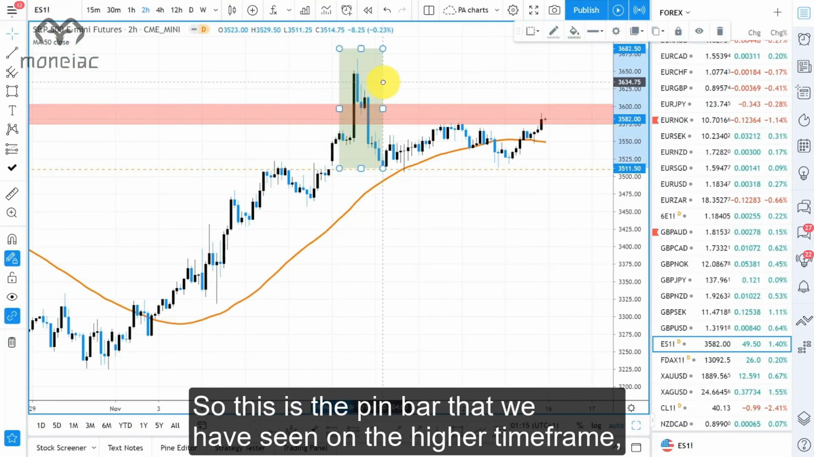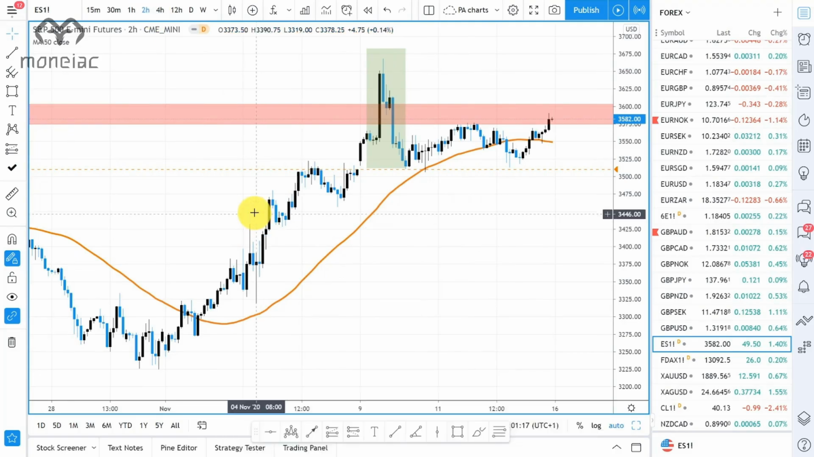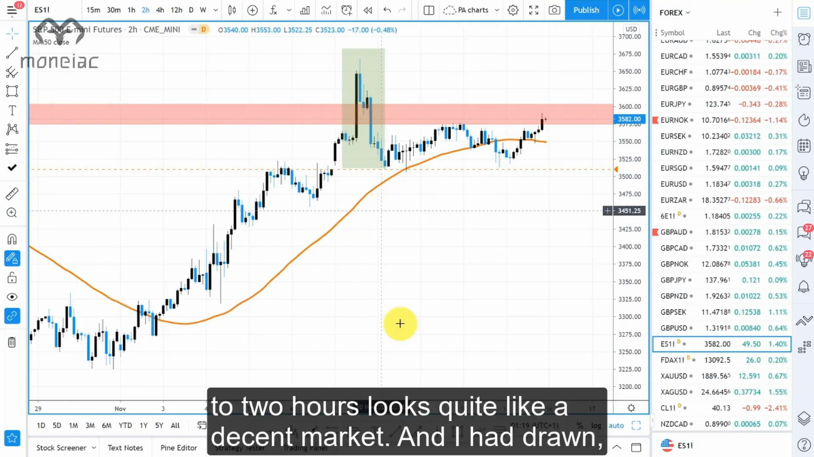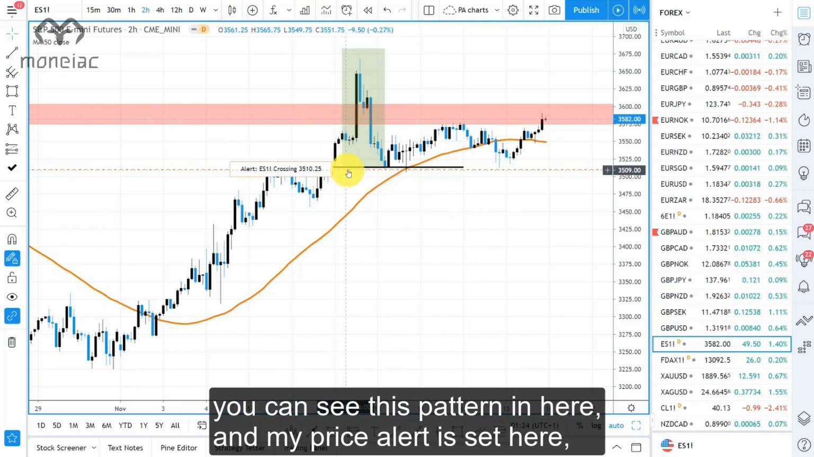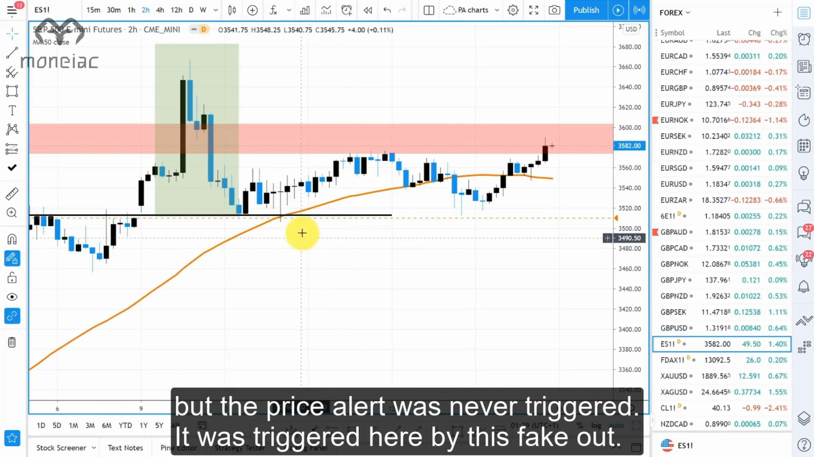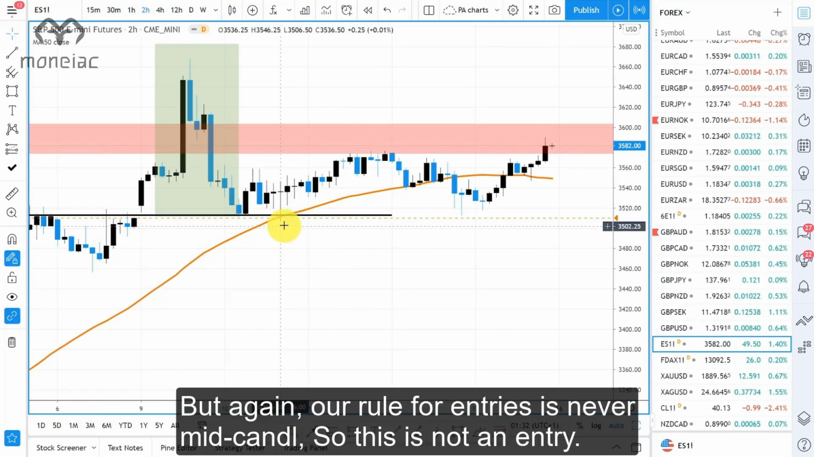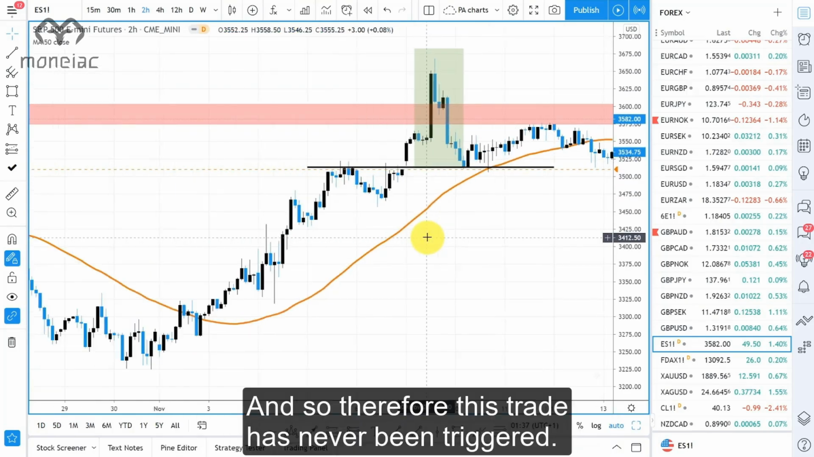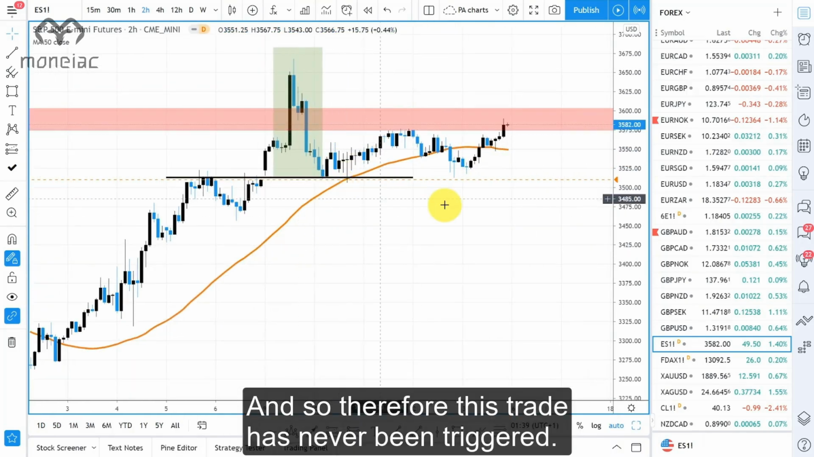So this is the pin bar that we have seen on the higher time frame. The 2-hour looks quite like a decent market, and I had drawn, you can see this pattern in here, and my price alert is set here, but the price alert was never triggered. It was triggered here by this fake out, but again, our rule for entries is never mid-candle, so this is not an entry. And so therefore, this trade has never been triggered.